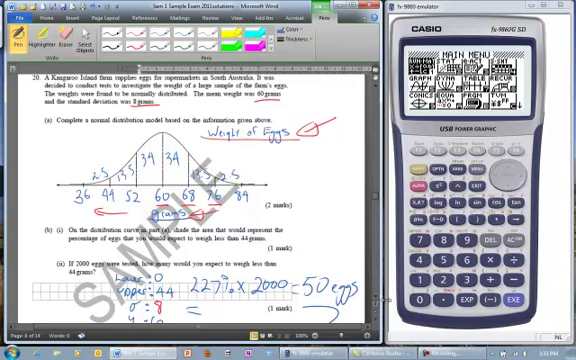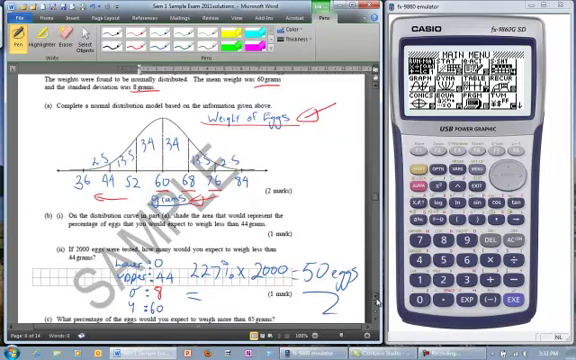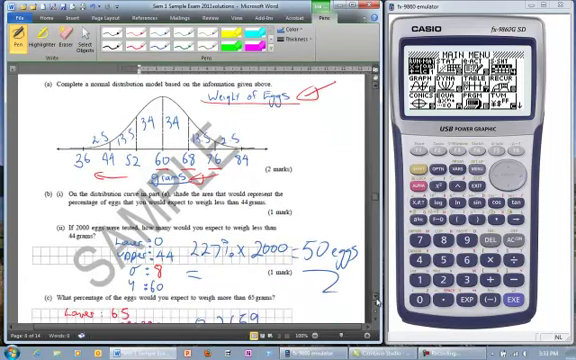The second part of the question says, on the distribution curve in part A, shade the area that represents the percentage of eggs that you expect to weigh less than 44 grams. So we're looking at less than 44 grams, which is in this section here. You just have to highlight that. Obviously you'd highlight it a bit better than I have. So you're looking at that section from 44 down, the last 2.5%.